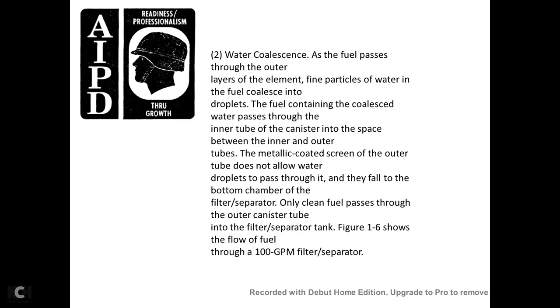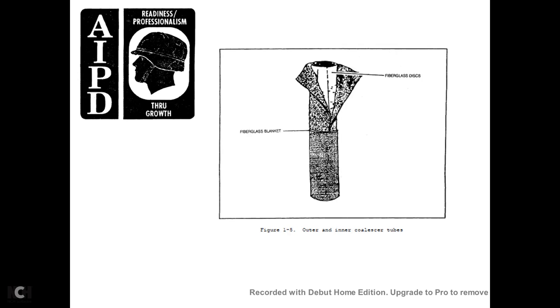Two, water coalescence. As fuel passes through the outer layers of the element, the fine particles of water in the fuel coalesce into droplets. The fuel containing the coalesced water passes through the inner tube of the canister into the space between the inner and outer tubes. The metallic coated screen outer tube does not allow the water droplets to pass through it, and they fall into the bottom of the chamber of the filter separator. Only clean fuel passes through the outer canister tube into the filter separator tank. Figure 1.6 shows the flow of fuel through a 100-gallon filter separator. It shows the fiberglass disc, fiberglass blanket, and outer and inner coalescer tubes.